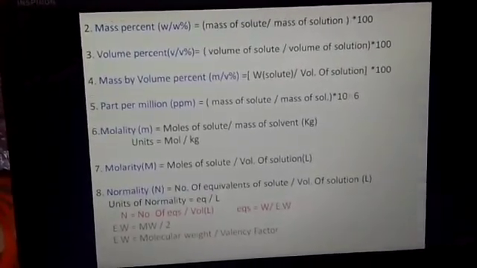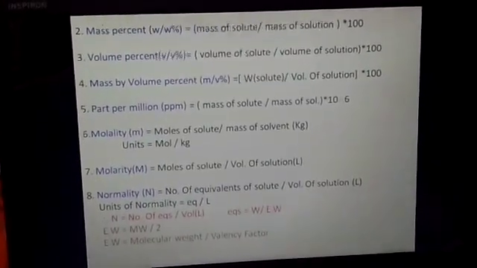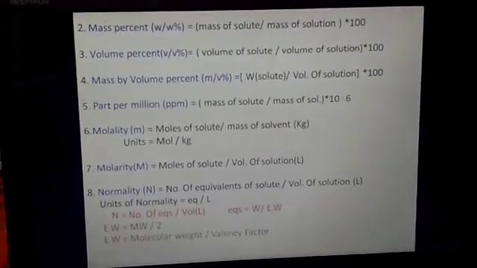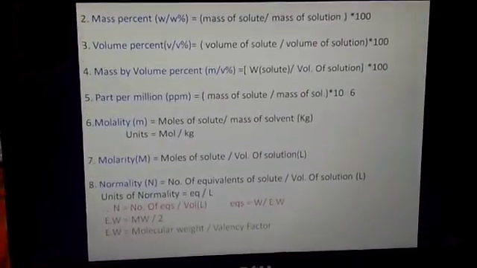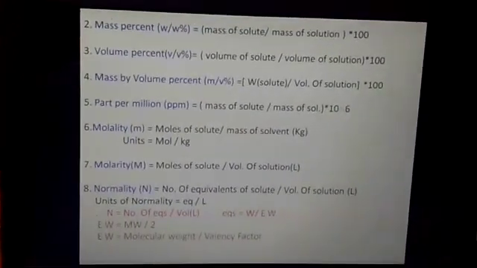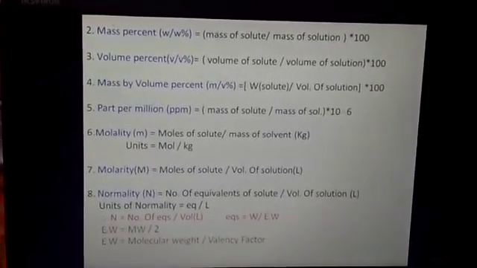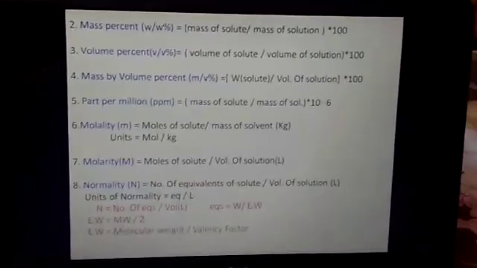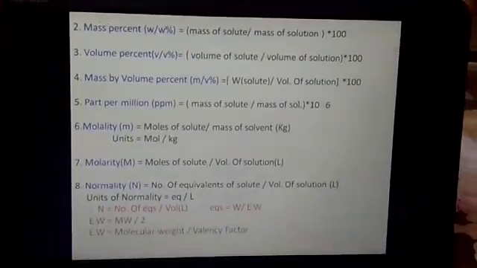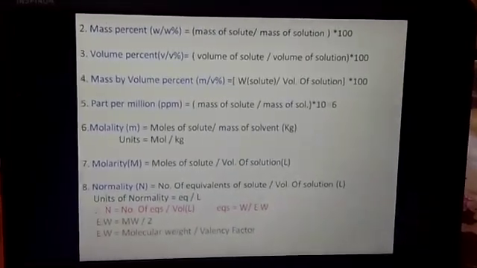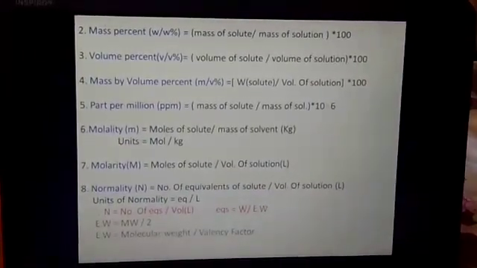If V1 ml of the solution of normality N1 is diluted to V2 ml and the normality of the diluted solution is N2, or if V1 ml of the solution of normality N1 reacts exactly with V2 ml of solution of normality N2, then we use this formula N1 into V1 is equal to N2 into V2. This equation is called the normality equation.